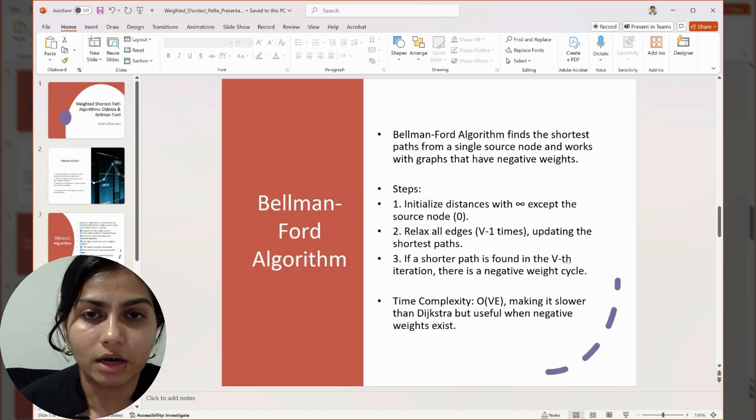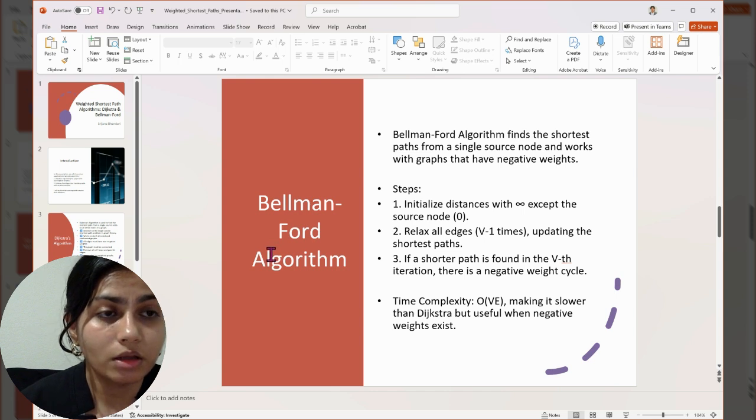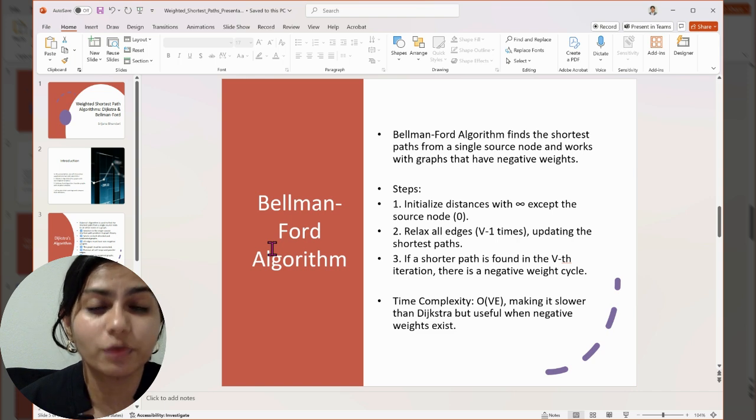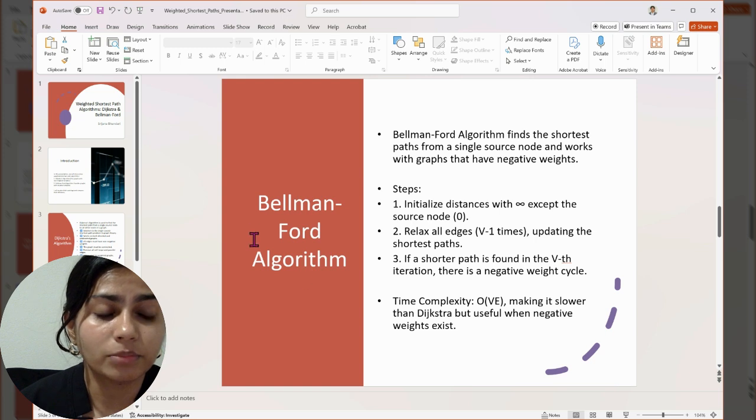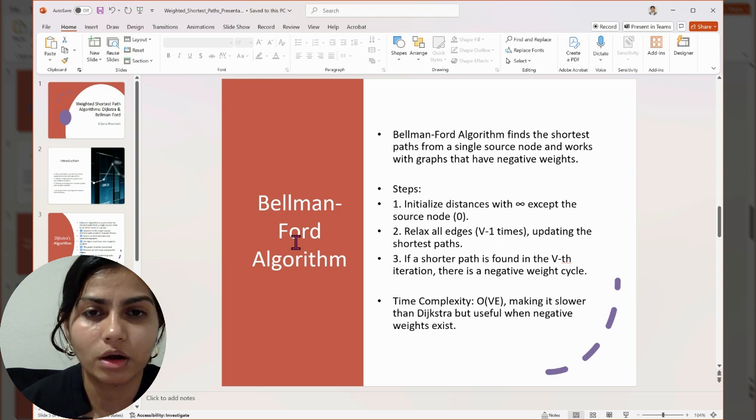The other one is the Bellman-Ford algorithm. Unlike Dijkstra's algorithm, Bellman-Ford works with negative weight edges. Here I didn't use any negative weight edges, because with Dijkstra's algorithm we can't rely on getting correct answers if there is a negative weight. So Bellman-Ford comes into play. It works with negative weight edges, making it useful in cases where cost can decrease. However, it is slower than Dijkstra's algorithm.